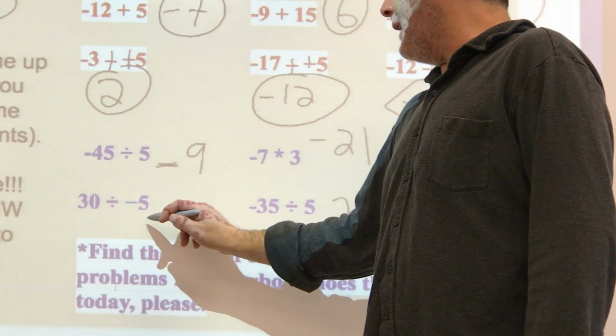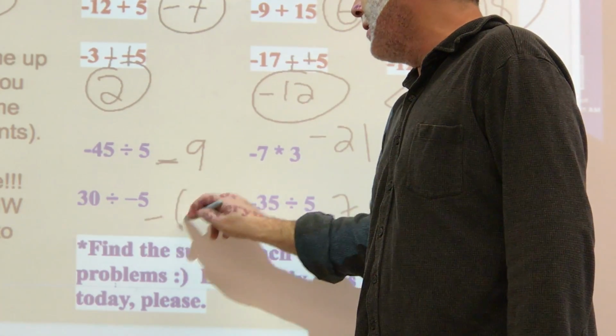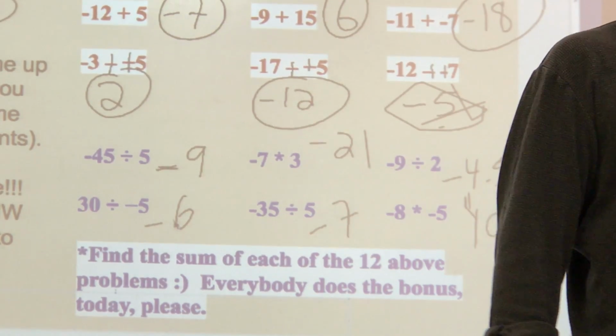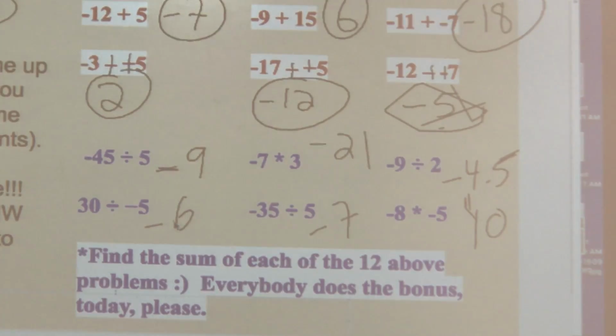And 30 divided by negative 5 would be negative 6. Reminder that if the signs are opposite, the value will be negative. This is only true for multiplication and division.